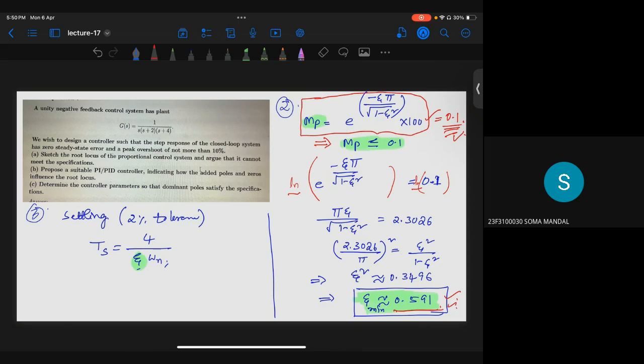Now, along with that, let us see the settling time for 2% tolerance. You might have seen this formula in the time domain analysis: settling time Ts is 4 by zeta omega n. Let us see what this omega n value is. To meet this peak overshoot requirement, we need zeta as 0.591, and we are also interested in checking the settling time with these values.